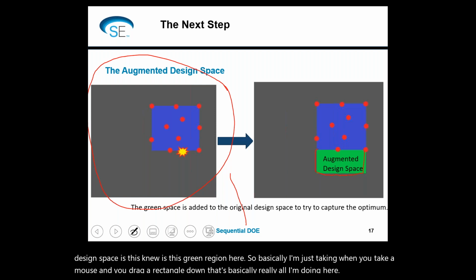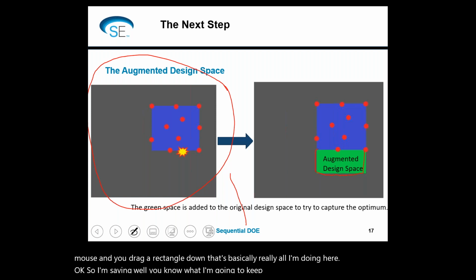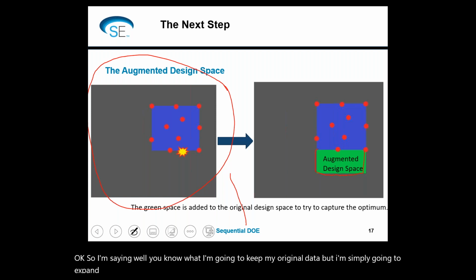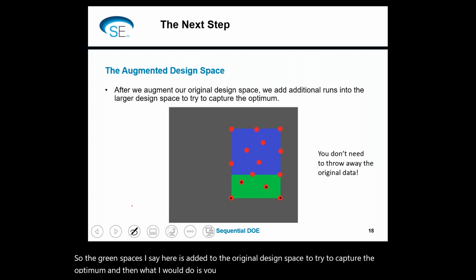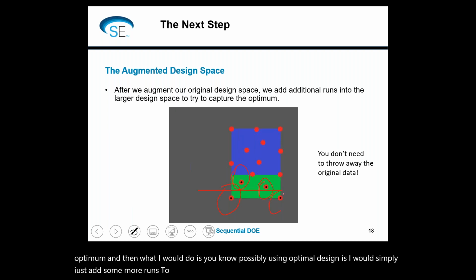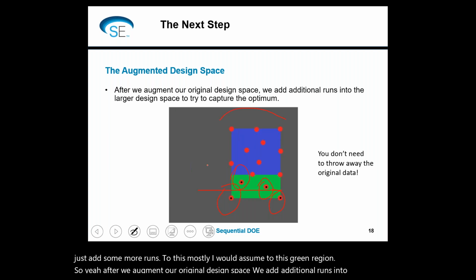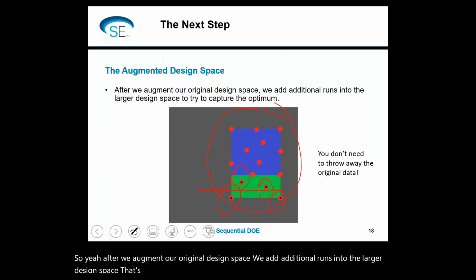I'm going to keep my original data, but I'm simply going to expand the design space. So the green space is added to the original design space to try to capture the optimum. And then, possibly using optimal design, I would simply add some more runs, mostly I would assume to this green region. So after we augment our original design space, we add additional runs into the larger design space, that's this entire region here, to try to capture the optimum.